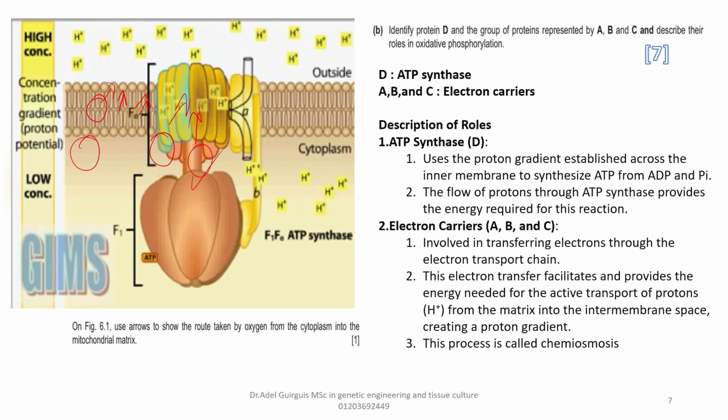Now again, look please, this process is called chemiosmosis. Why? Because 2 electrons with low energy combine with oxygen as the final electron acceptor, plus 2 protons, to form water, H2O. This is called chemiosmosis.